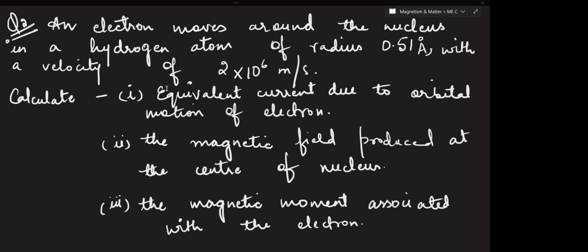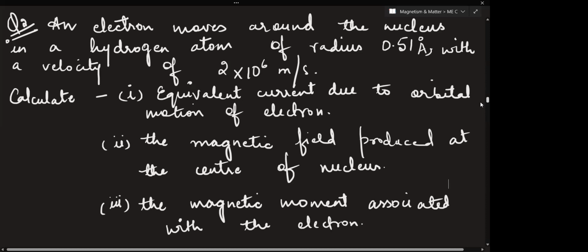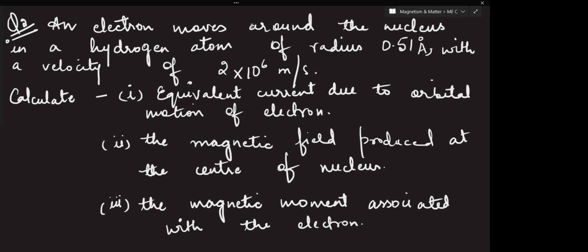No, Krishna. Hamza, yes, your answer is right. Slight error, Krishna, in your calculations, I think. See, let's discuss it now. So it says an electron moves around the nucleus in a hydrogen atom of radius 0.51 angstrom with a velocity of 2 into 10 to the power 6 meter per second. You have to find the equivalent current due to orbital motion of the electron.